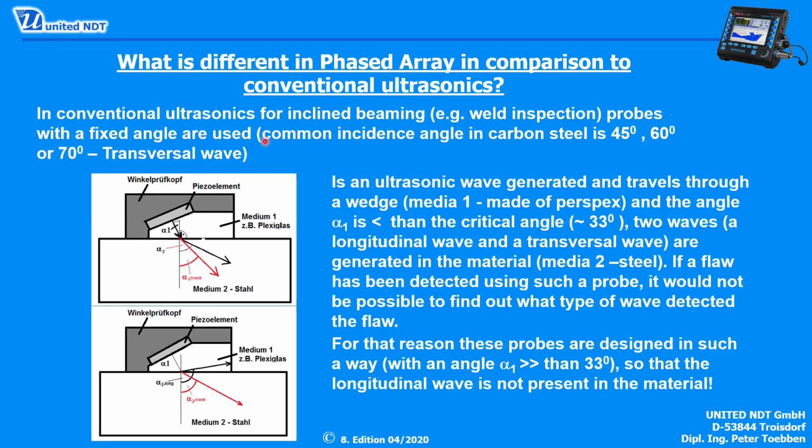Now why am I telling you about this? Because it's so important: in phased array you can actually use any kind of angle. You can also put 30 degree there, but if you do that by mistake, you might hit the flaw with a longitudinal wave, and that gives a false indication, or it's not possible to analyze the data.